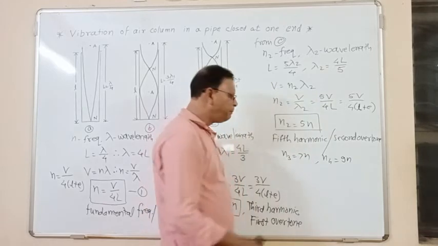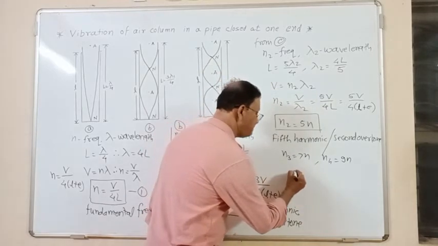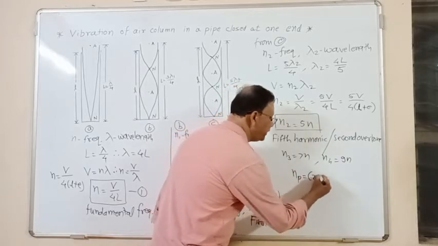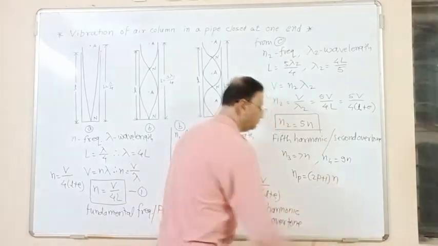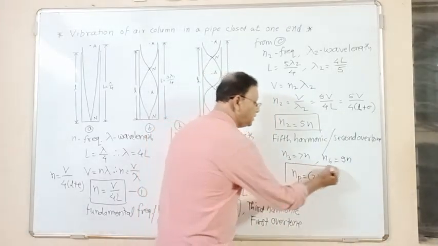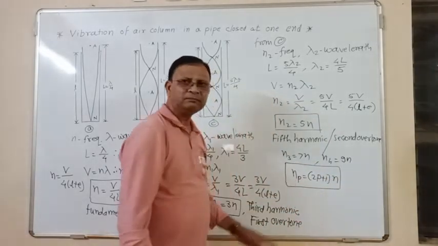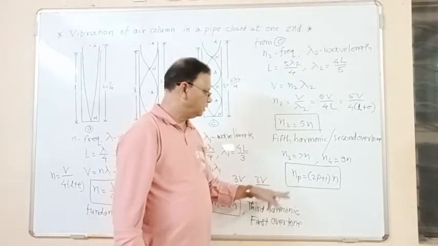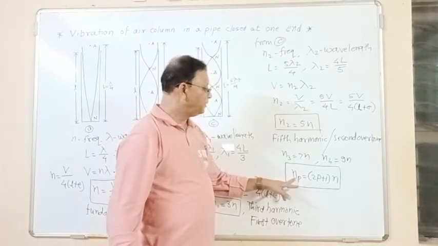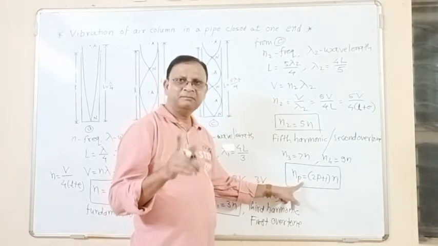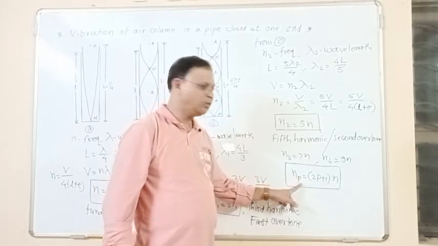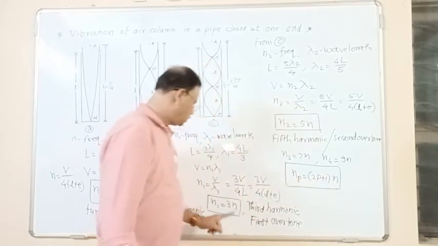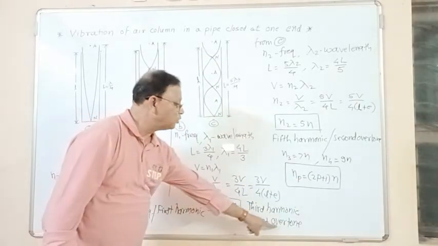So the frequency of the pth overtone is given generally by Np is equal to 2p plus 1 into N. This is the general formula for the frequency of the pth overtone. याचा अर्थ जर आपण त्या ठिकाणी p ची किंमत 1 घेतली म्हणजे पहिला ओव्हरटोन, first overtone, p is equal to 1, 2 into 1 plus 1, that is 3N. So 3N is the first overtone.